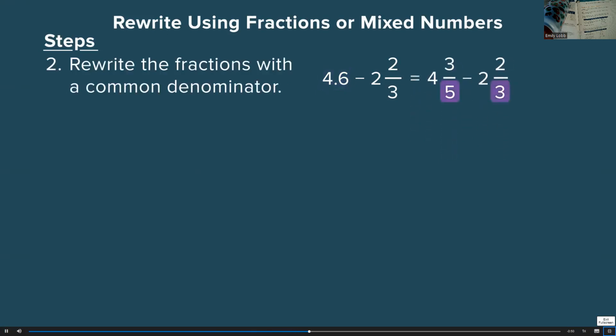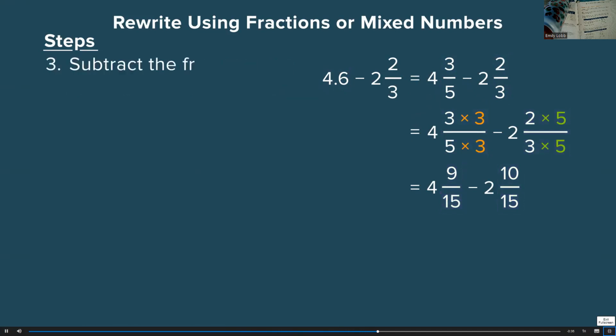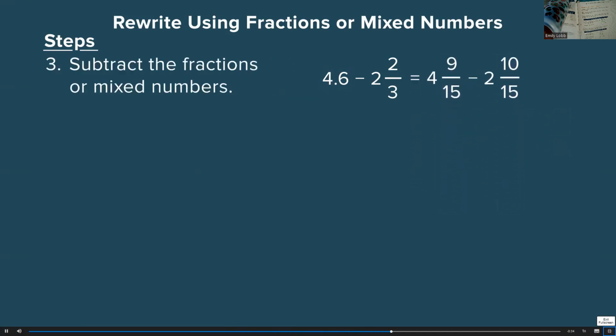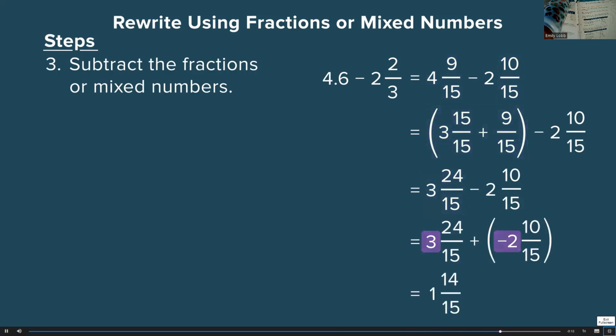If the fractions have different denominators, rewrite one or both fractions using a common denominator. To rewrite a fraction, multiply its numerator and denominator by the same number. Next, subtract the fractions or mixed numbers. Sometimes when you subtract mixed numbers, the fraction in the first mixed number is less than the fraction in the second mixed number. In this case, rename the first fraction in order to subtract. Then, rewrite the subtraction as addition and add the additive inverse.